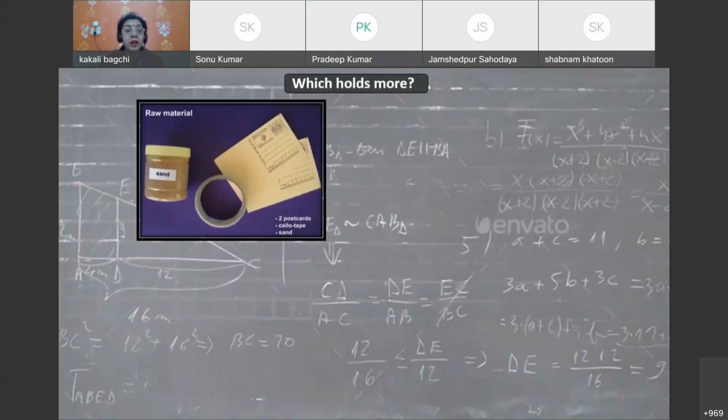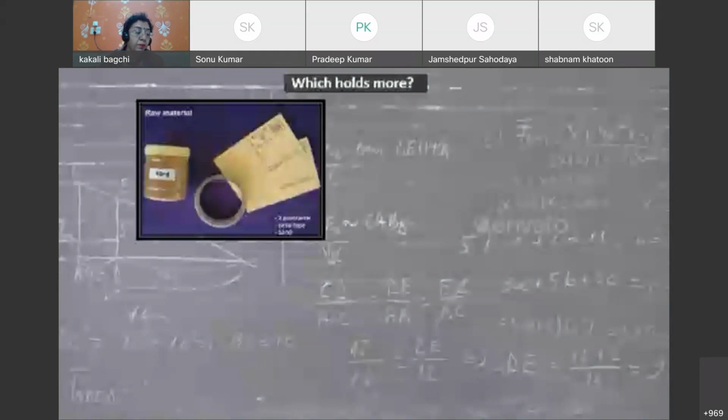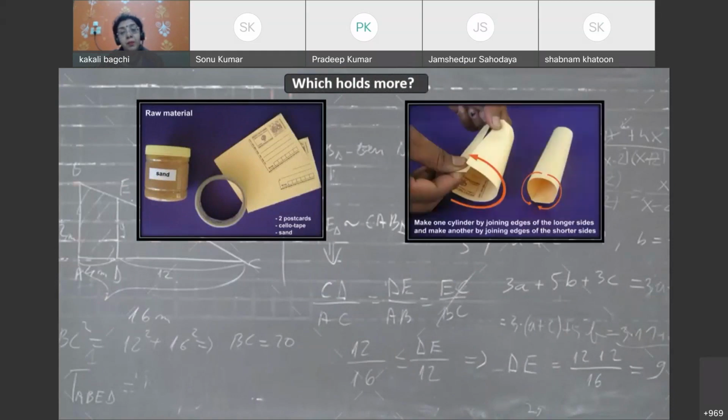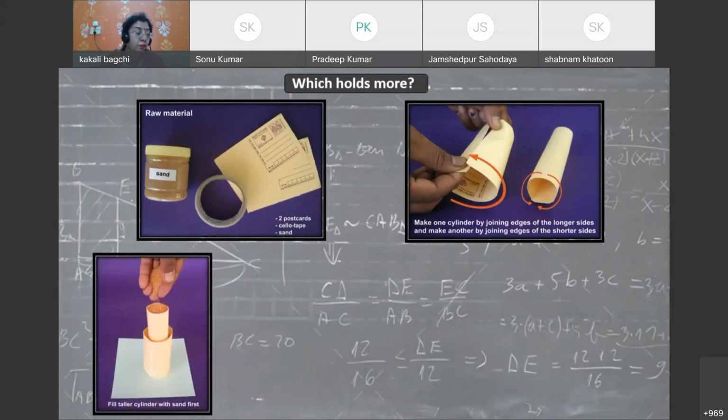Regarding area and volume, ask the children to bring 2 postcards of the same area. If there is no postcard, tell them to bring any 2 papers. Now roll one paper along the length, another paper along the breadth. Now tell them to put the thinner cylinder inside the thicker one and fill the thinner cylinder.